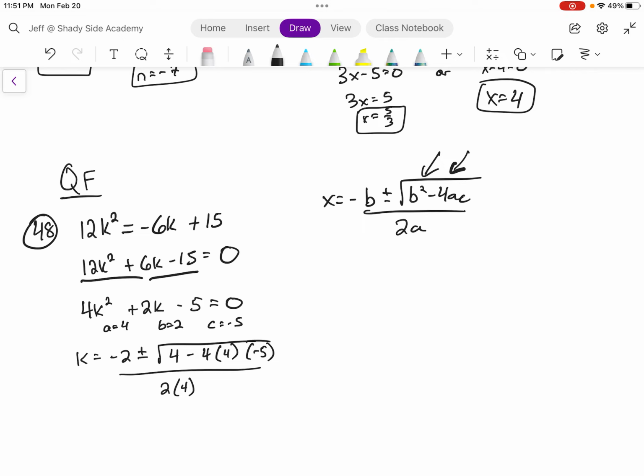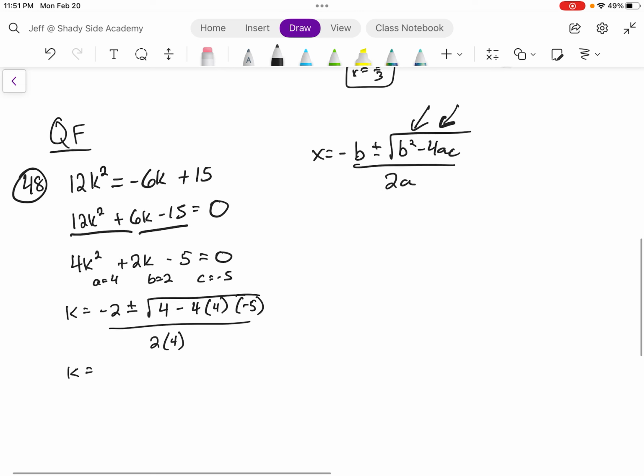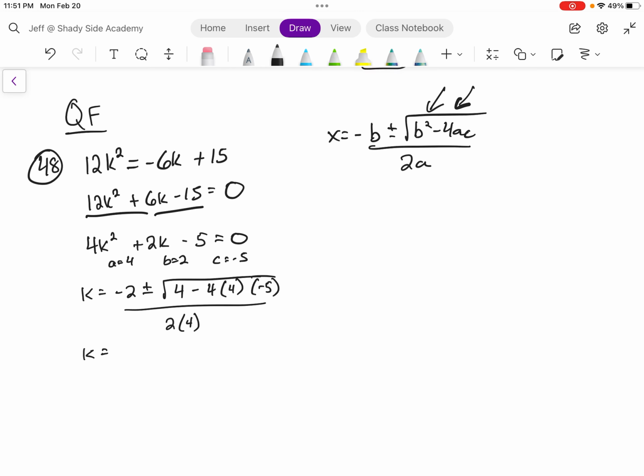Okay. Well, let's do some order of operations work, right? So we want to do what's inside that square root first. So that's negative 2 plus or minus the square root of 4, and then this is a minus minus because there's a multiplication there. So it's going to actually be plus 16 times 5. 16 times 5, that's 80, all over 8. So that is really negative 2 plus or minus root 84 over 8.